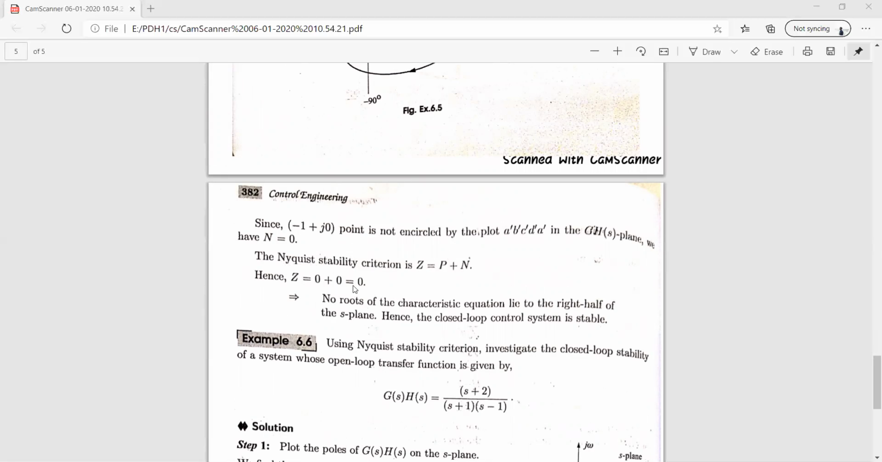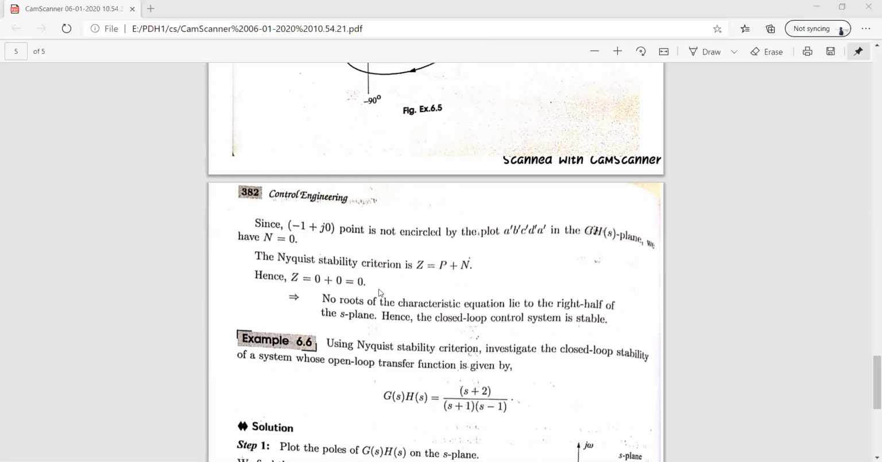Then the comment will go in this way: no roots of the characteristic equation lie on the right hand side of the s plane. Hence the closed loop control system will be stable. Right? So if you got Z as 0, obviously we can say the given system is stable. So this is how you need to find the equivalent standard Nyquist plot for the given numerical and its contour by drawing with the technique, and then find the number of encirclements as well as P and find the Z value. Depending upon the Z value, you can comment on the system stability.